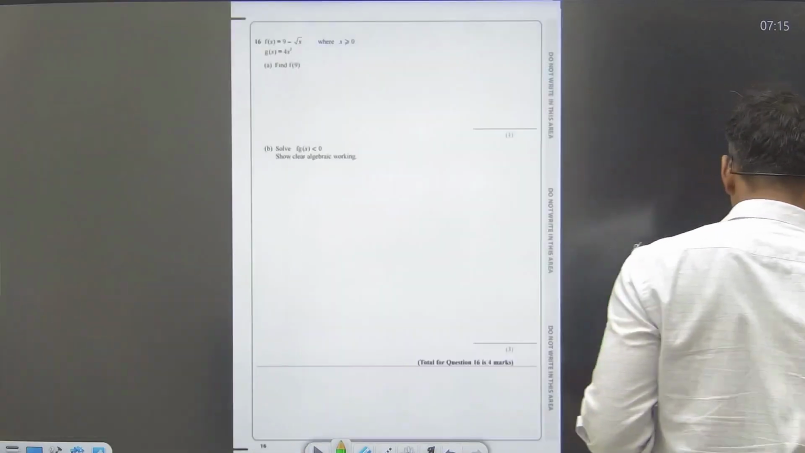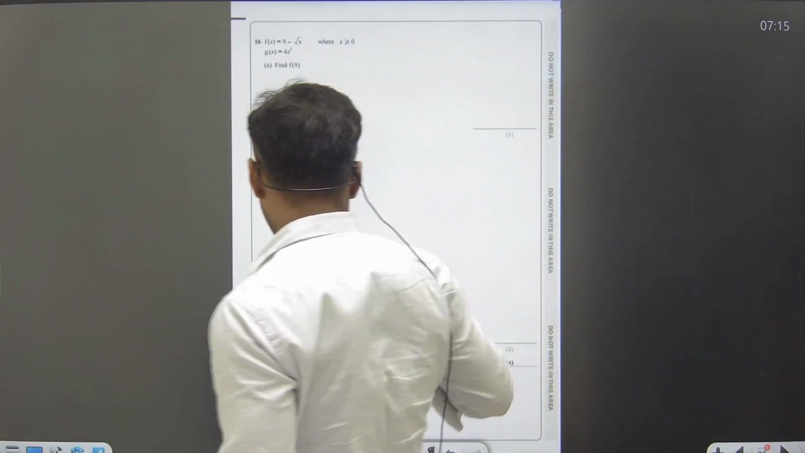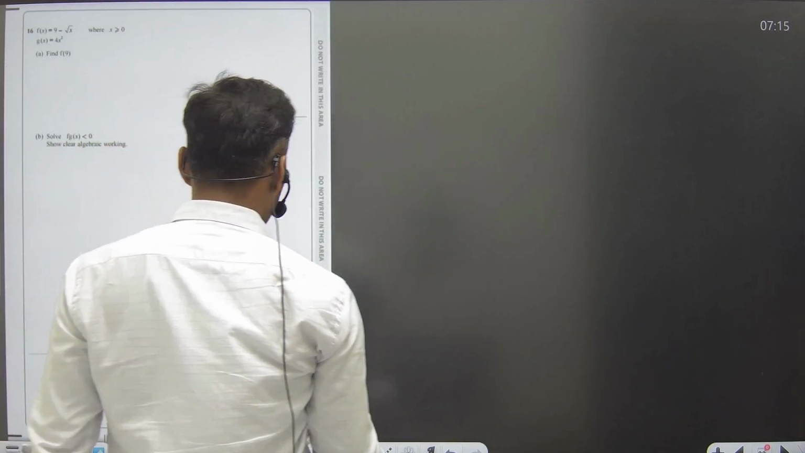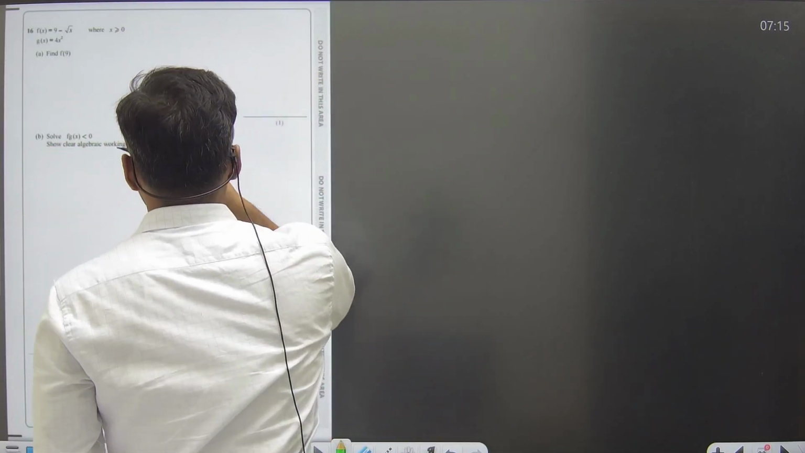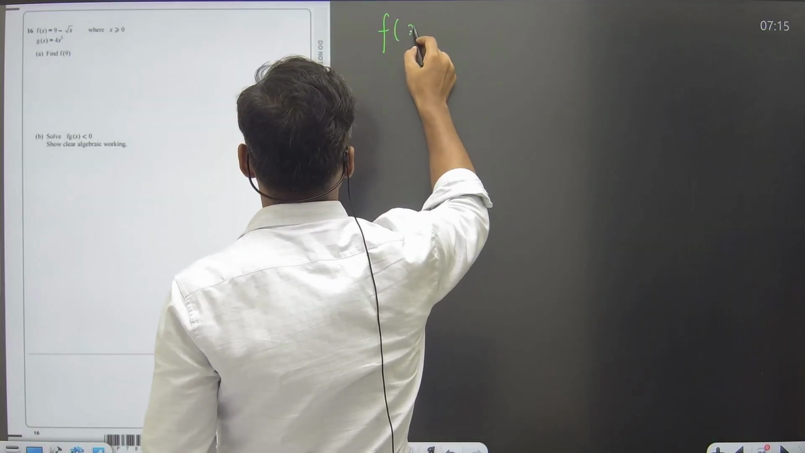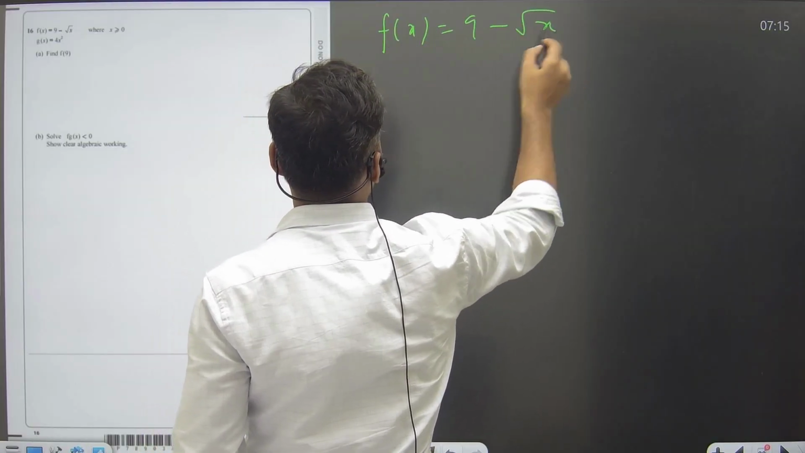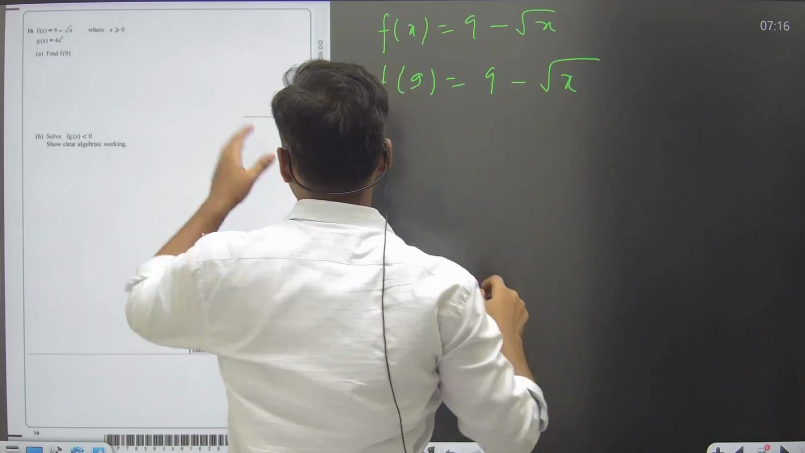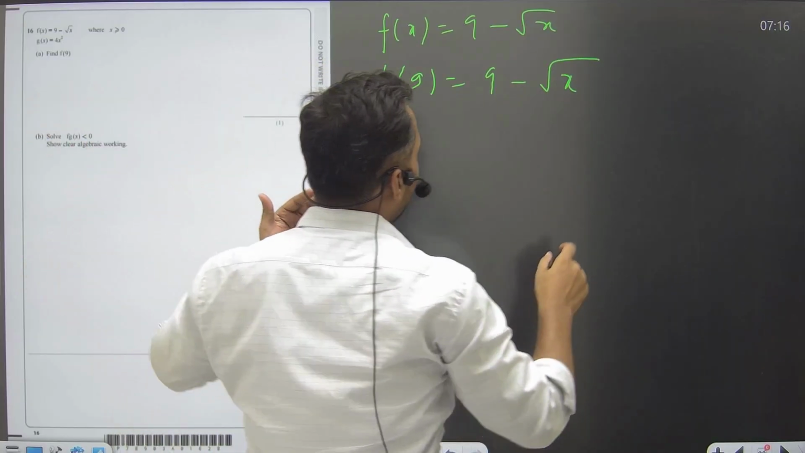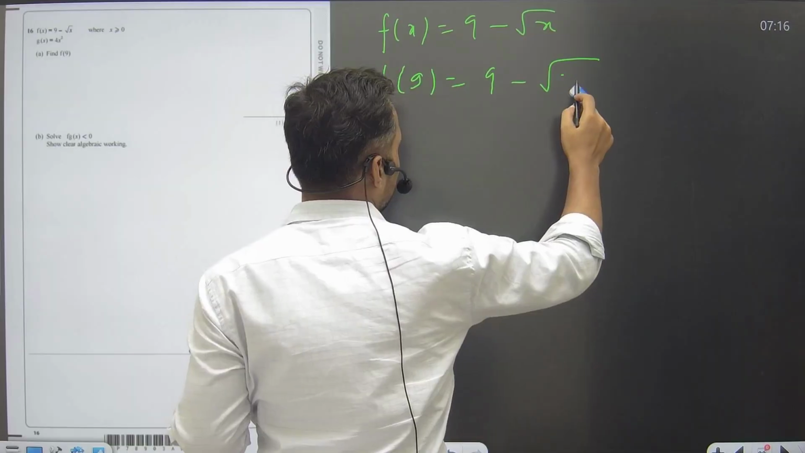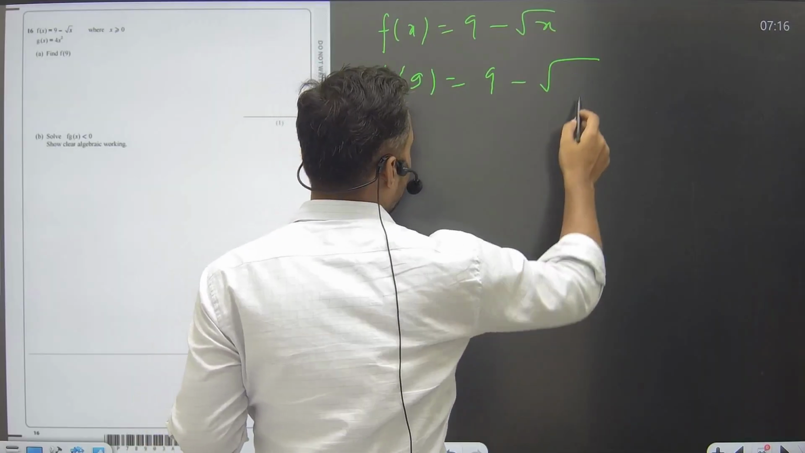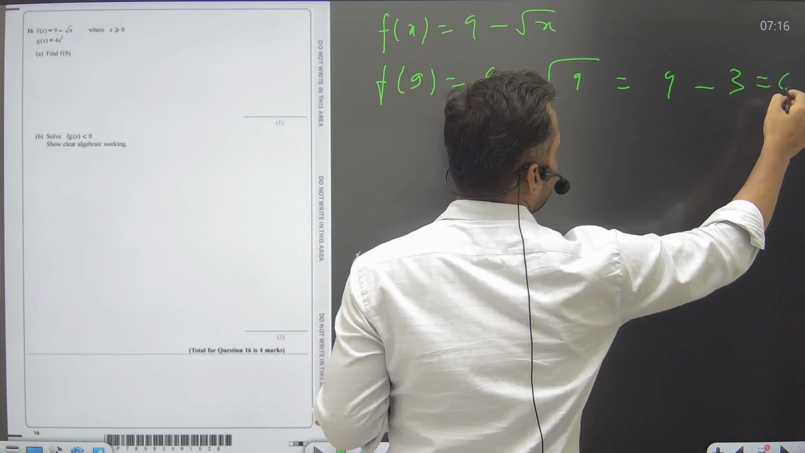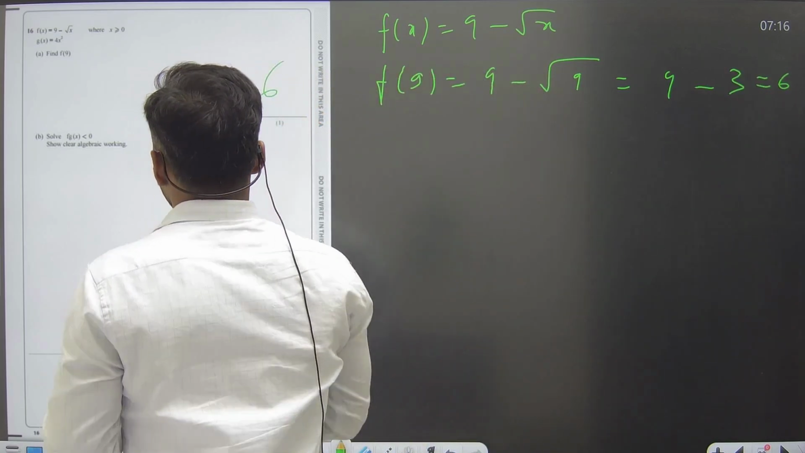Let's move to the next question. f(x) is equal to 9 minus root x, g(x) is equal to 4x square. Plug the value and find f(9). Okay, f(x) is given as 9 minus root x, so they have asked for f(9). We need to plug the value here, meaning we need to replace x by 9. So you will get 9 minus root 9, which is 3, that equals 6. So here is the solution, 6.